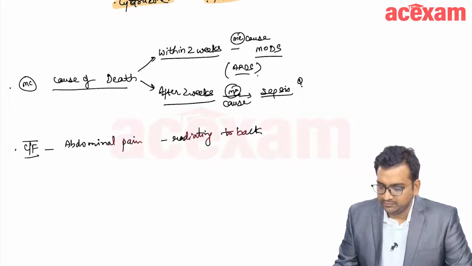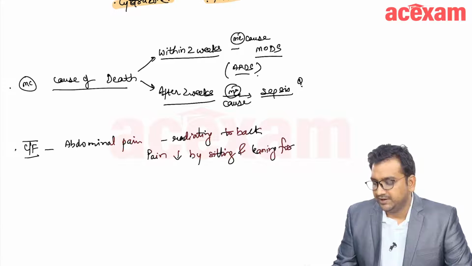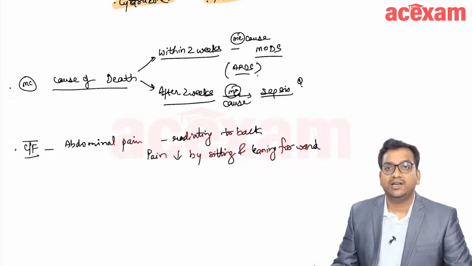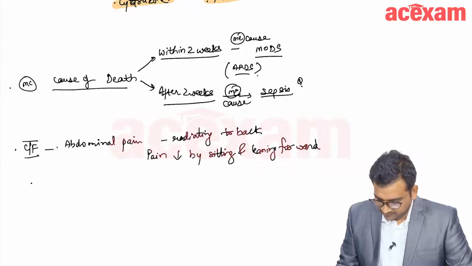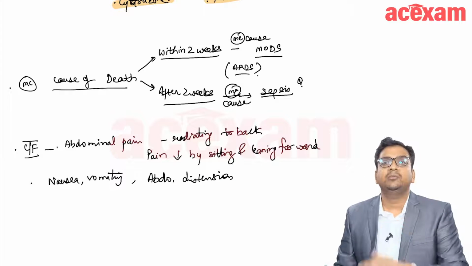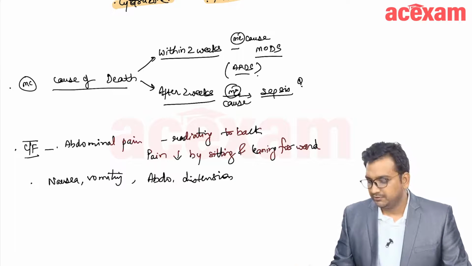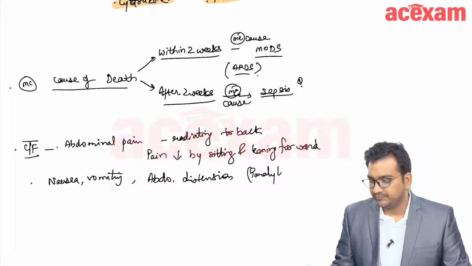Patient will not lie down, and pain decreases by sitting and leaning forward. Okay, and pain increases by leaning backward and by lying down. Other problems will be nausea, vomiting, and abdominal distension. Why is there nausea, vomiting, abdominal distension? Because there is inflammation in the pancreas, so there will be a paralytic ileus.